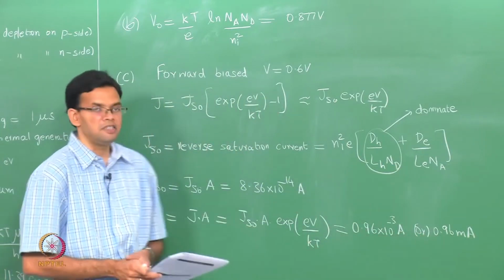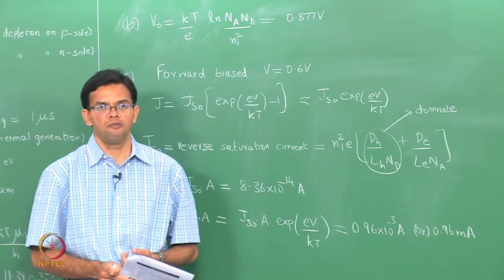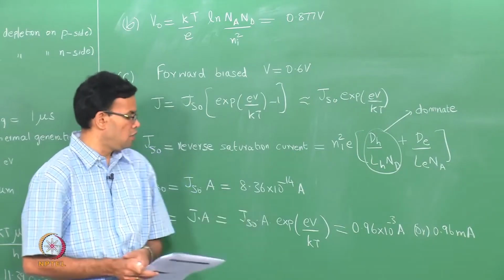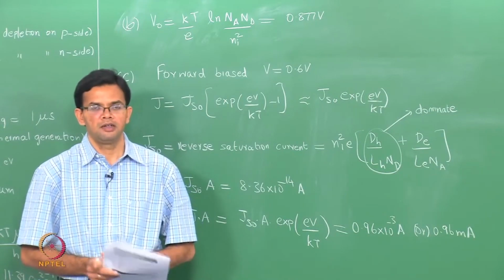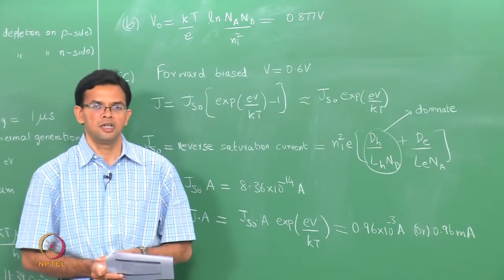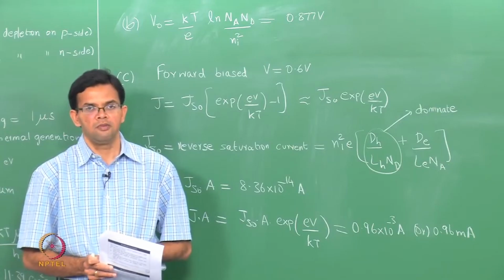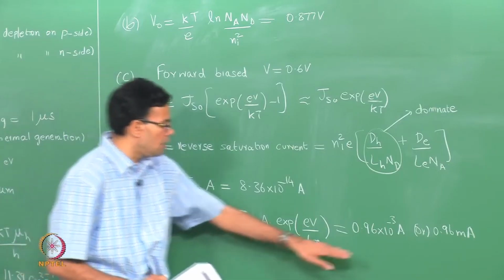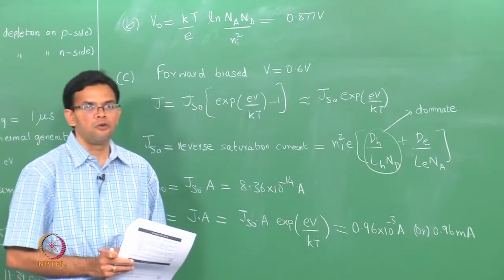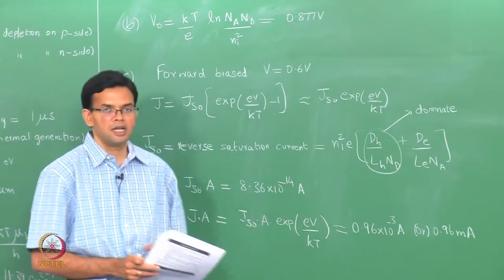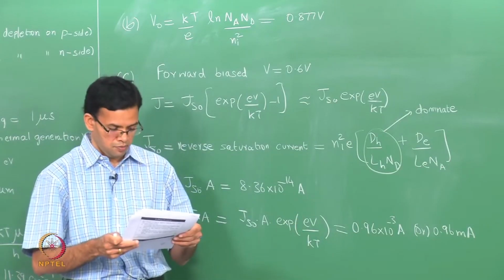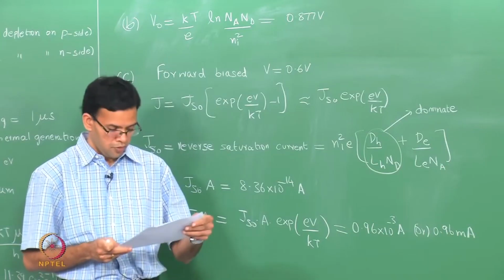So, that is nearly 10 orders of magnitude higher than the reverse saturation current. This is why we essentially call a PN junction a rectifier, because it conducts very well during forward bias and the reverse bias current is very small. So, let us now go to part D.